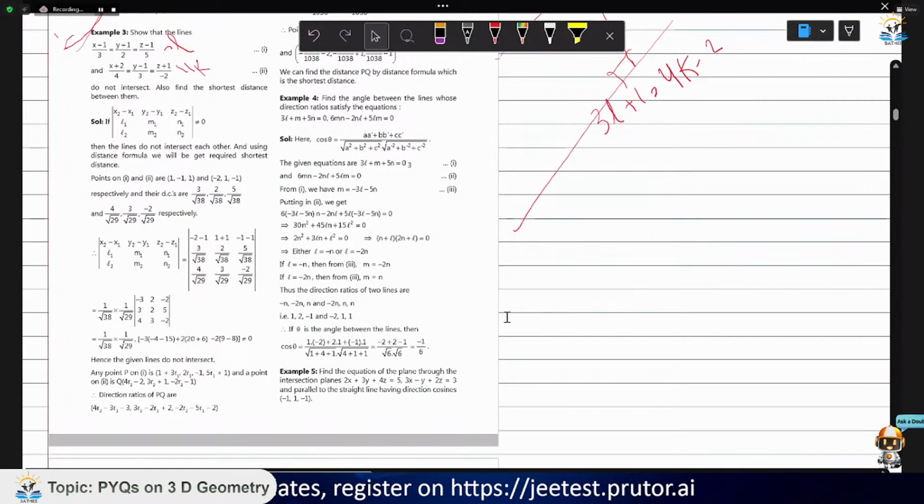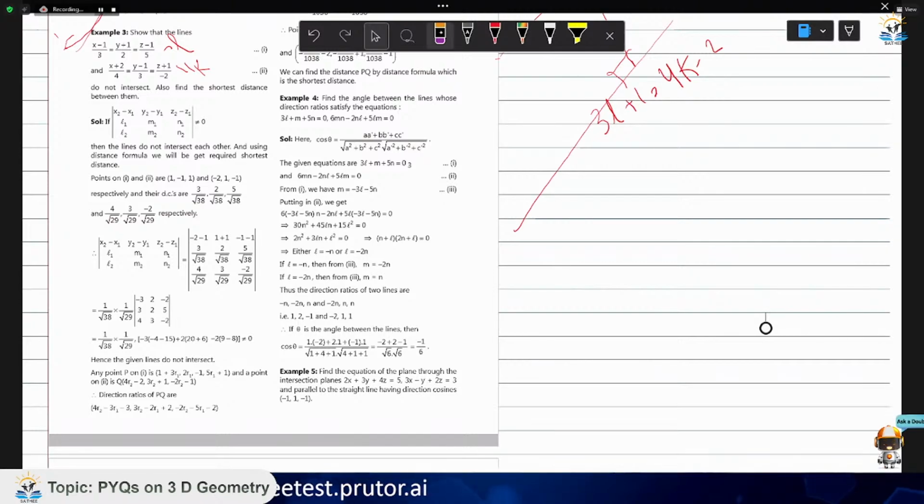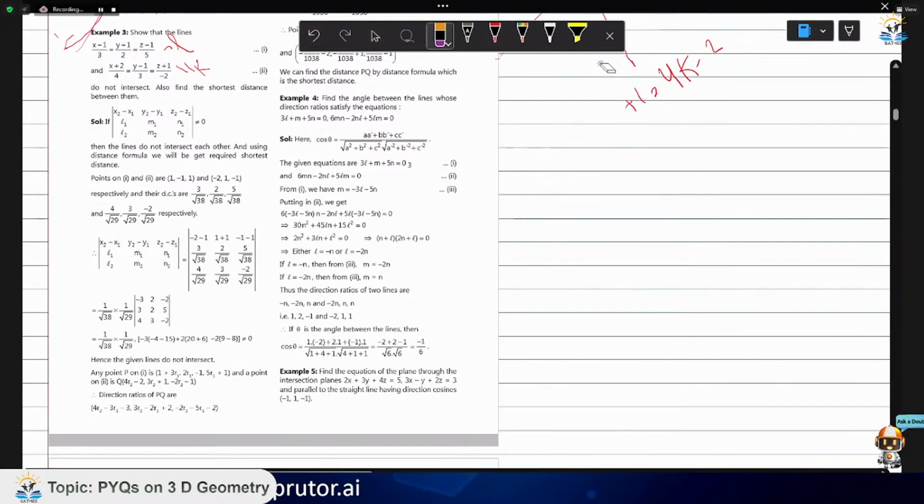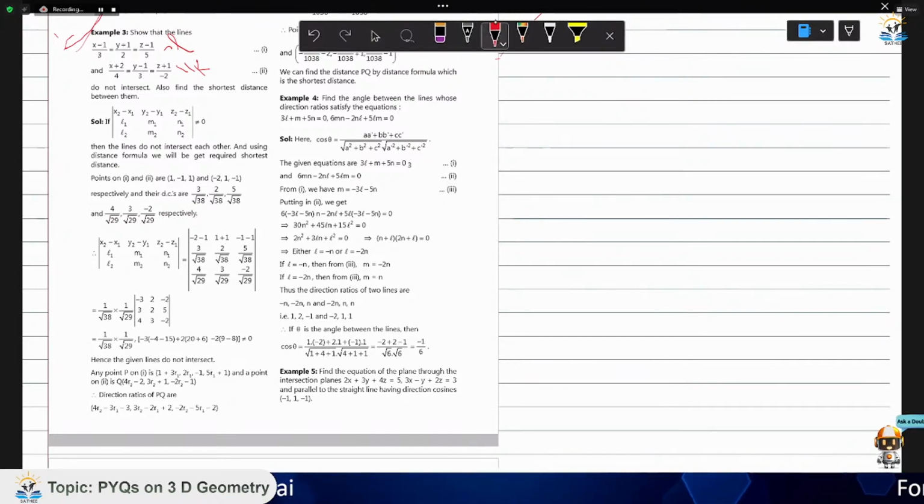This is the thing, and that is the later part. Okay, so now doing the rest of the solution, what do we have? Find the angle between the lines whose direction ratios satisfy this equation. These are the two equations that we have.